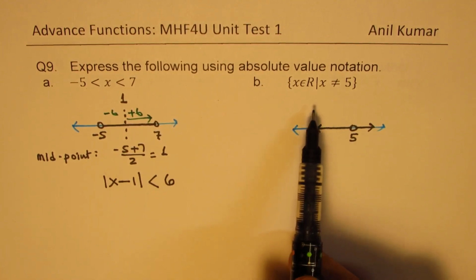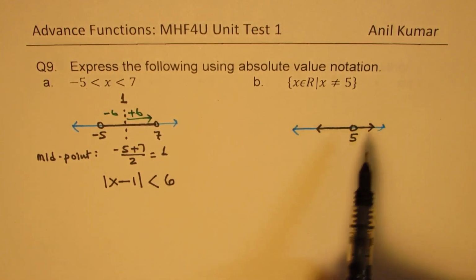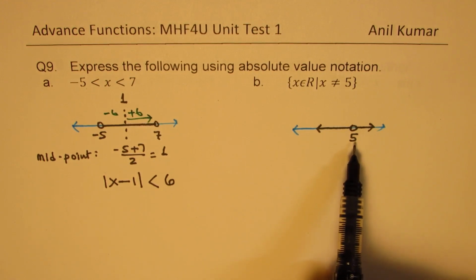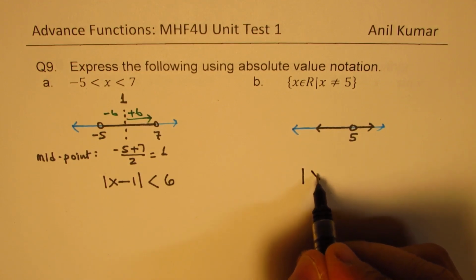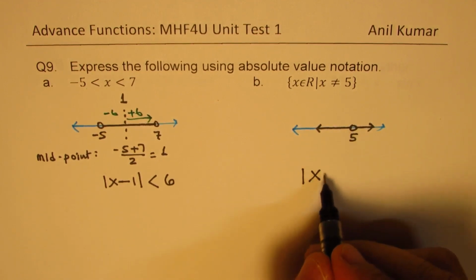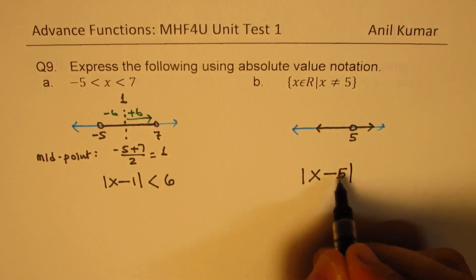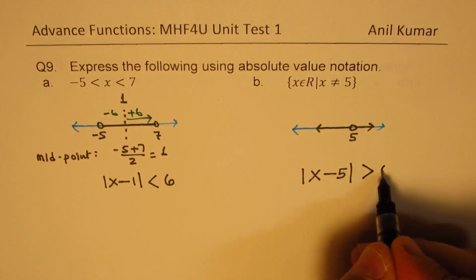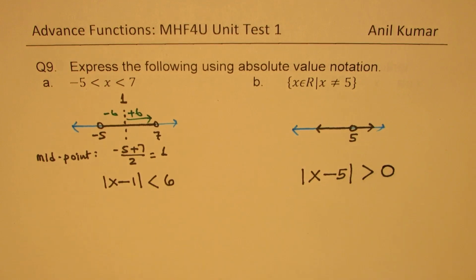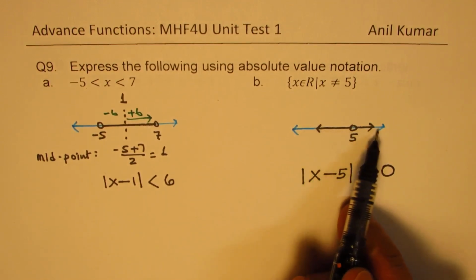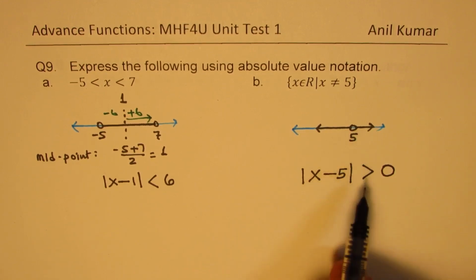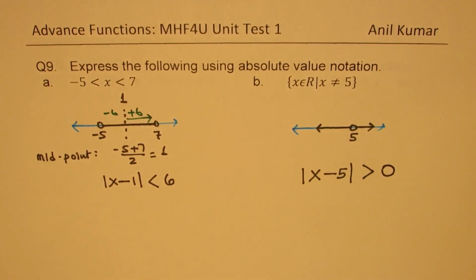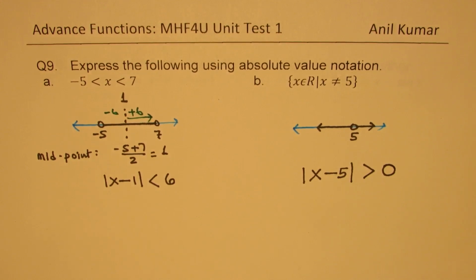The second one here, you have to write this as an absolute function which does not include 5. So we can say that the solution of this, look at the solution. X, we move to 5, right? And we say this is greater than 0. So when I say this is greater than 0, we get all the points in real numbers except for 5, because at 5 it is equal to 0. Does it make sense to you? So that is how you could quickly write down and get full marks in this particular question.